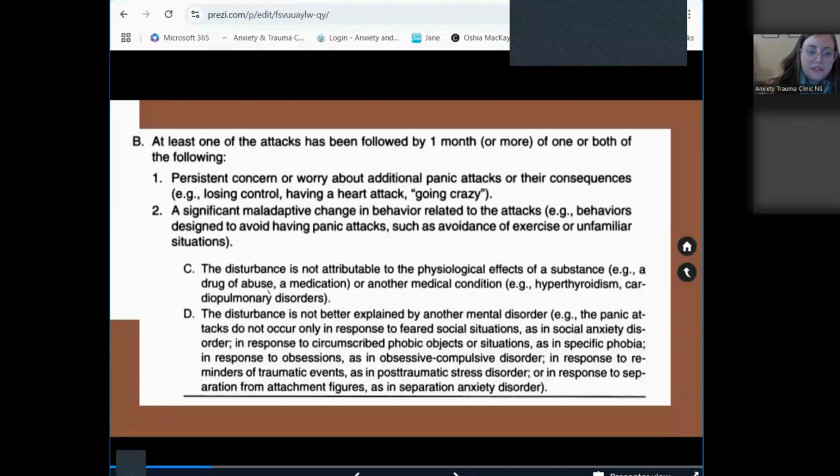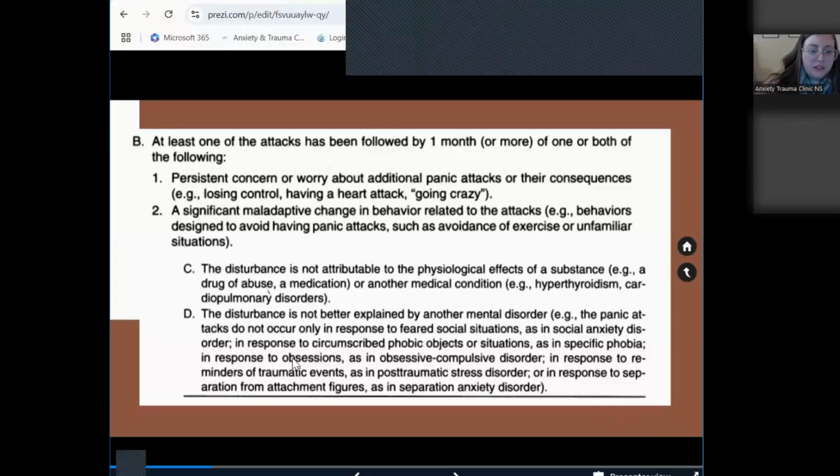And then D, the disturbance is not better explained by another mental disorder. As it says here, for example, the panic attacks didn't occur in response to a feared social situation. If you're in public and there's a shooter there, we expect you to have a panic response, right? So it's more when they're in situations where there's not necessarily a true risk, but they've got that perceived risk, or true perceived feeling of fear.